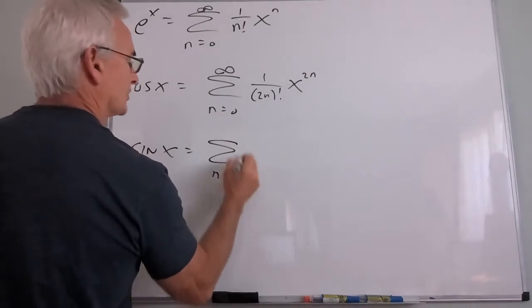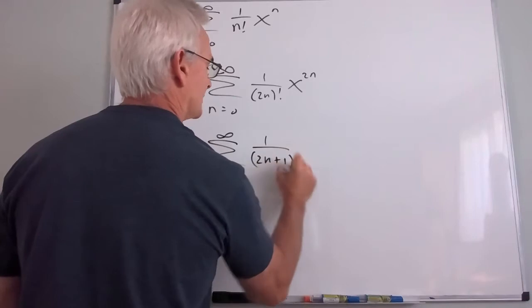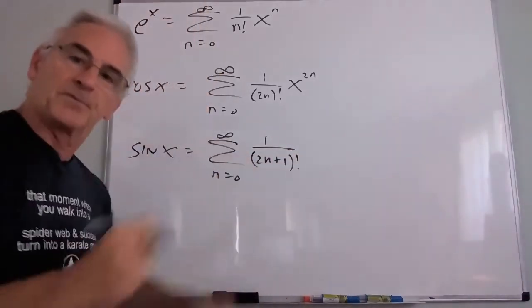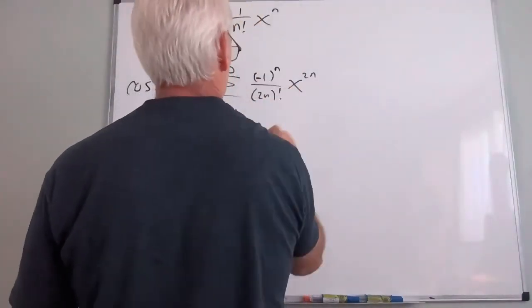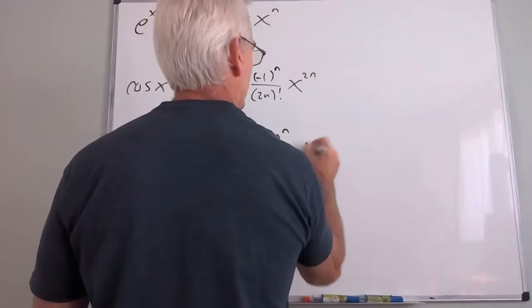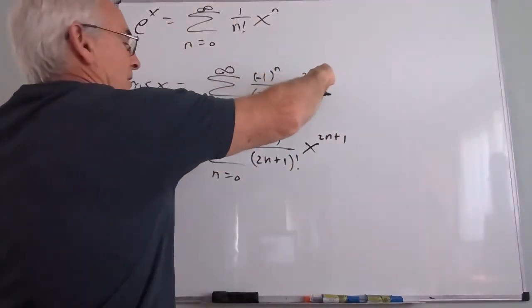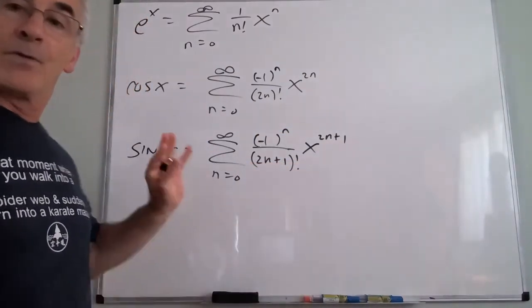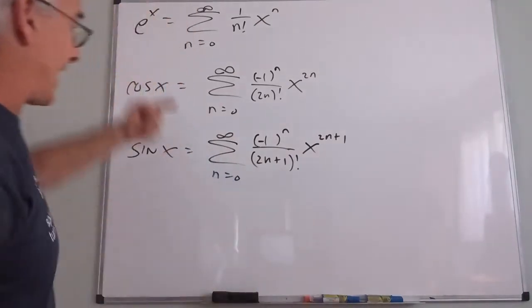The sine x looks a lot like the cosine x, but it's shifted simply because the derivatives of the sine shift from the derivatives of the cosine. They kind of alternate. So there should be a (-1)^n, and then this one's x to the 2n plus 1. So you notice this is all the even exponents, and this would be all the odd exponents.